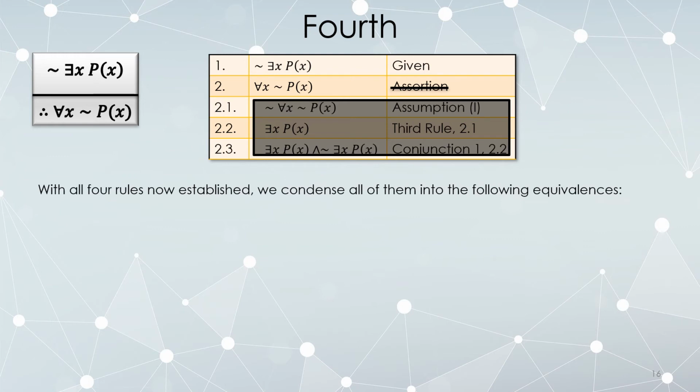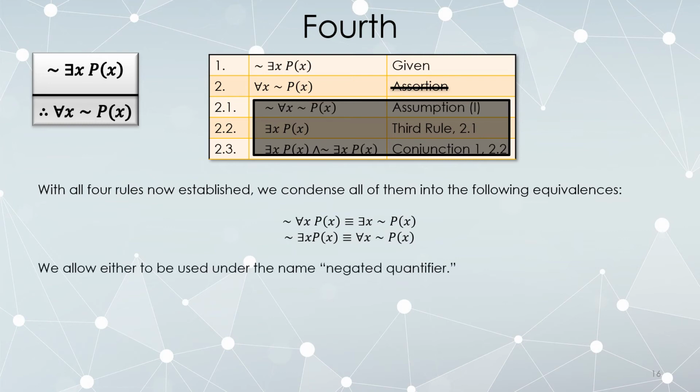And now that we have established all 4 of these rules, we're just going to condense them into the following equivalences. As stated at the beginning, okay, the negation of a universally quantified statement is equivalent to an existential quantifier on the negation, or the negation of an existentially quantified statement is equivalent to a universally quantified negation. These are intuitively fairly straightforward, and thankfully, we were actually able to prove them.